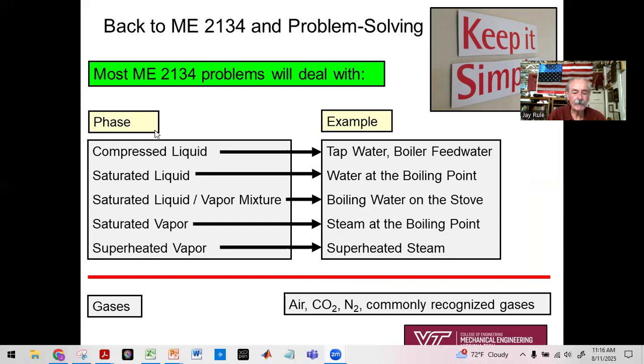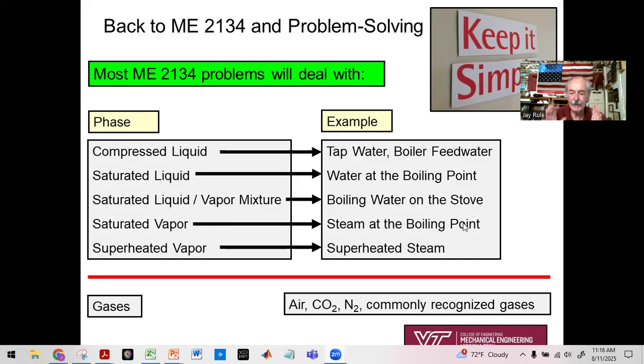You're going to have to worry about the following phases: compressed liquids, in other words, tap water, boiler feed water. Saturated liquid. Think of that as water at the boiling point. So how do you relate these technical terms to things you already know? Saturated liquid vapor mixture. Think of that as boiling water on the stove, something you can see. A saturated vapor. Well, that's steam at the boiling point.